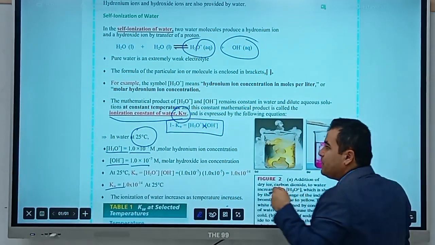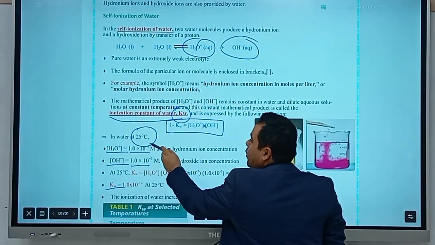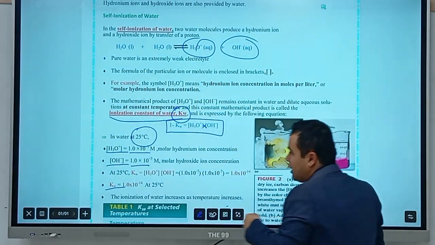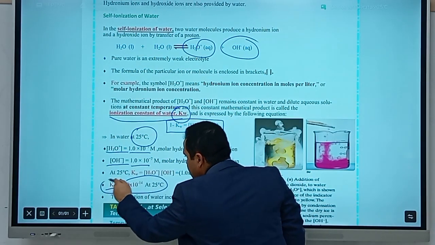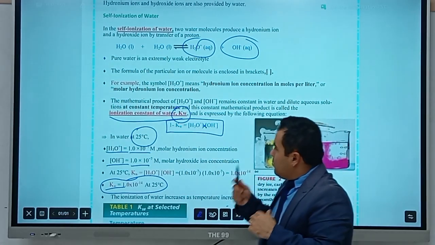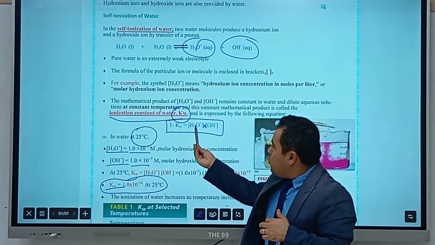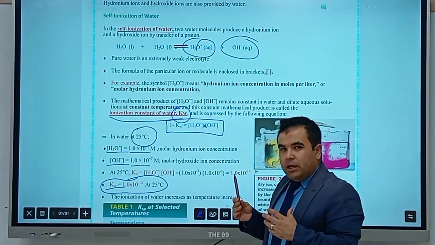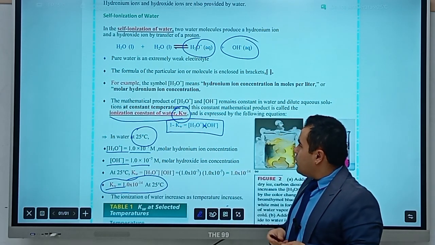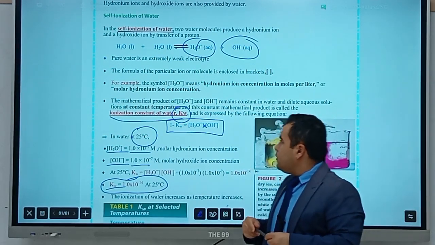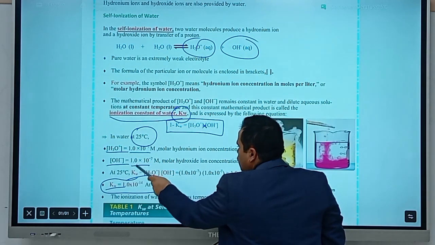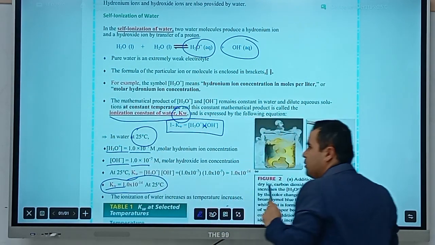Kw is equal to the multiplication of these two, so 10 to the power minus 7 multiplied by 10 to the power minus 7, you'll get 10 to the power minus 14. The Kw must be memorized, because sometimes the questions will be solving for the hydronium, given and required to calculate the hydroxide. Through the Kw we will be able to calculate the hydroxide, or vice versa, the hydroxide is given, calculate the hydronium. So the Kw, hydronium and hydroxide at 25 Celsius must be memorized.